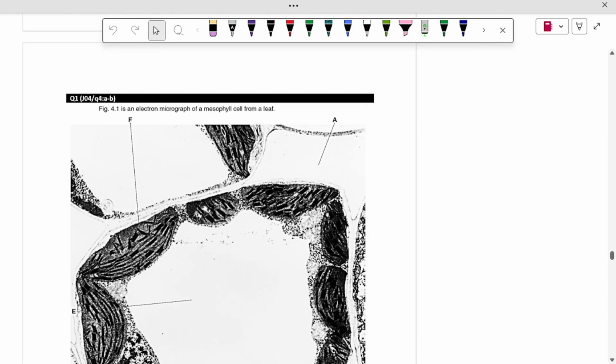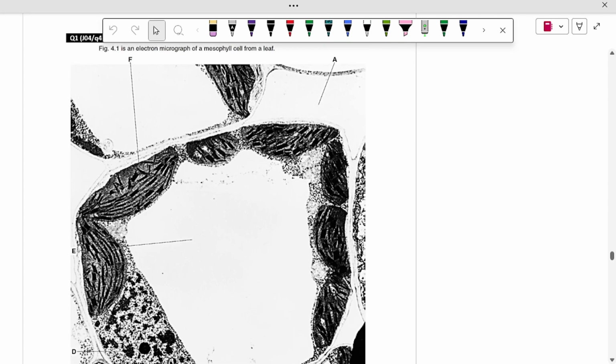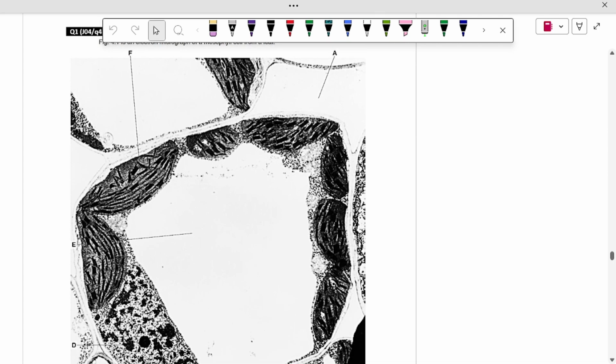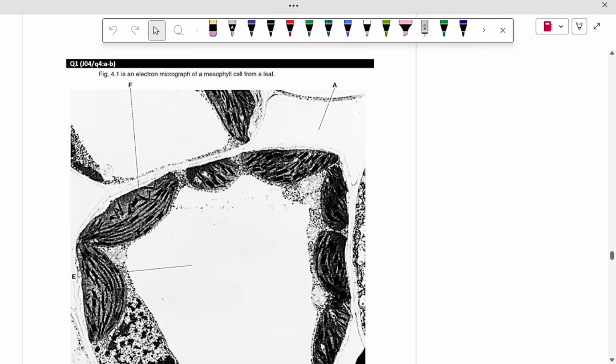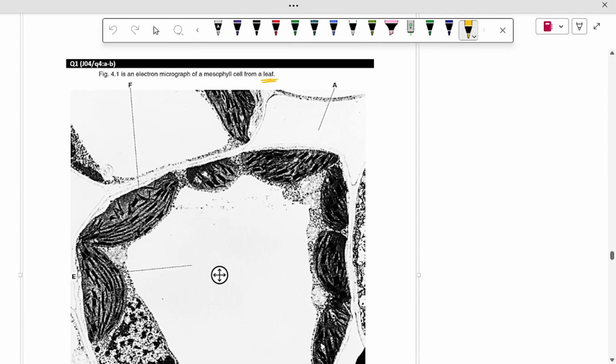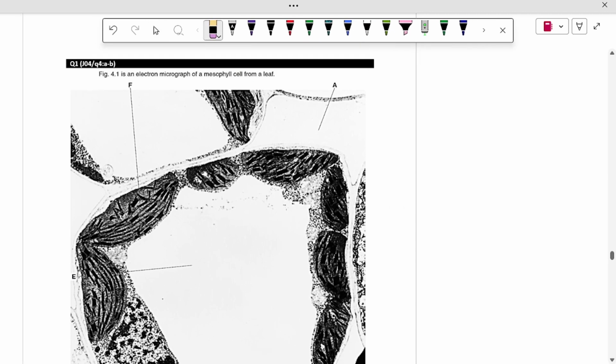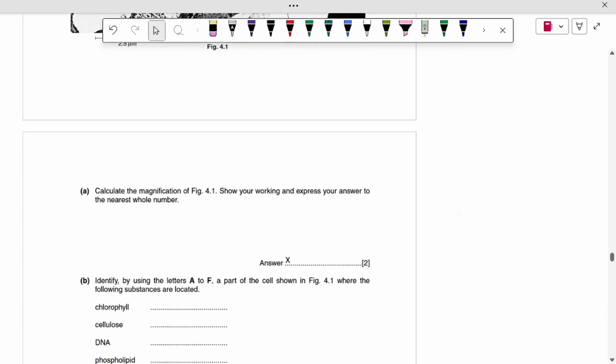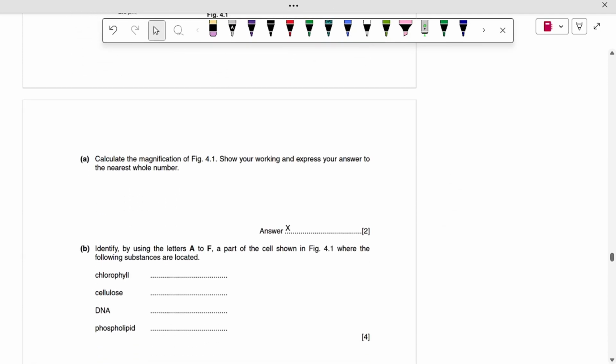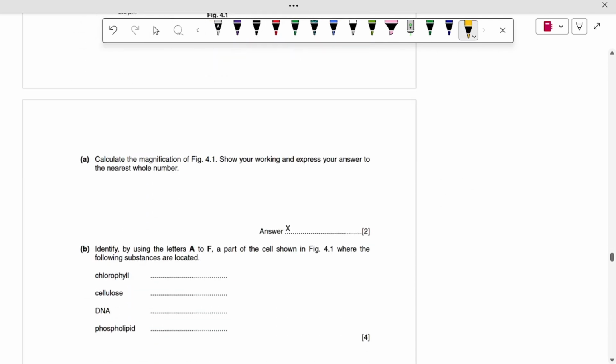Question number 1. Figure 4.1 is an electron micrograph of a mesophyll cell from a leaf. Mesophyll cell present होता है आपके plant cell में. And they have told you guys that it is from a leaf. So let's see. Calculate the magnification. We cannot do this right now due to the difference in measurement वगैरह.